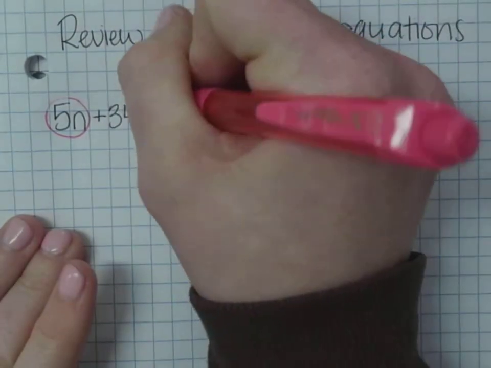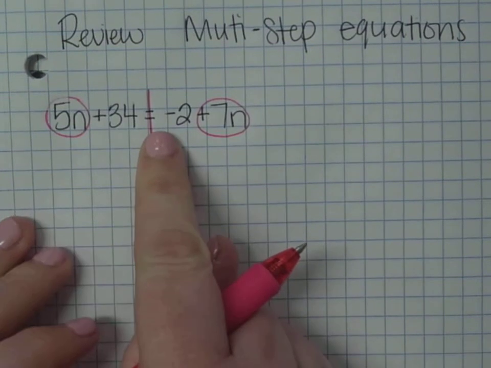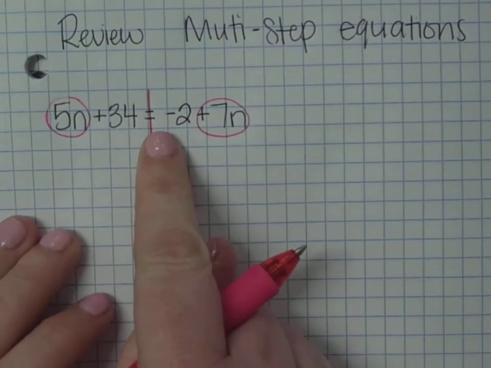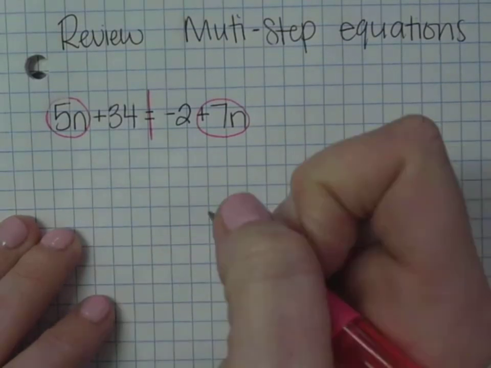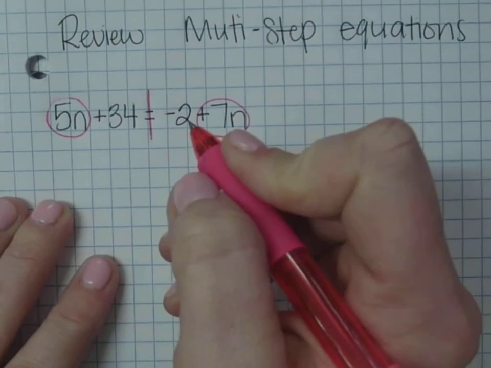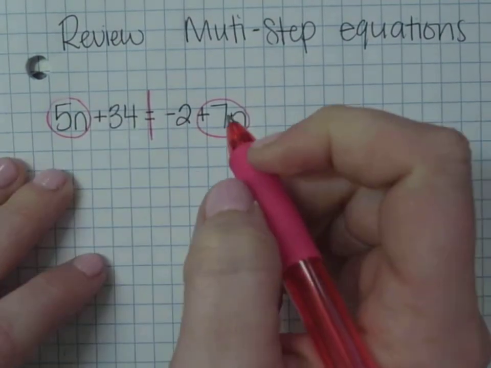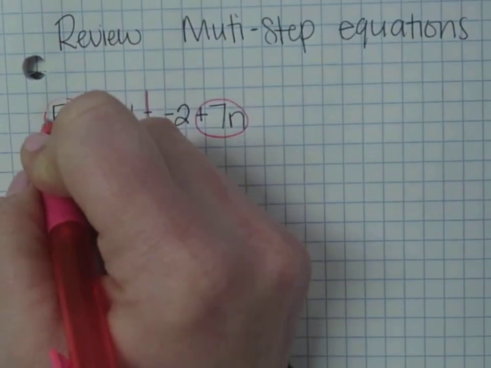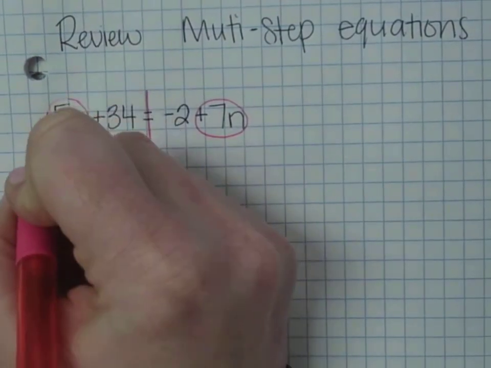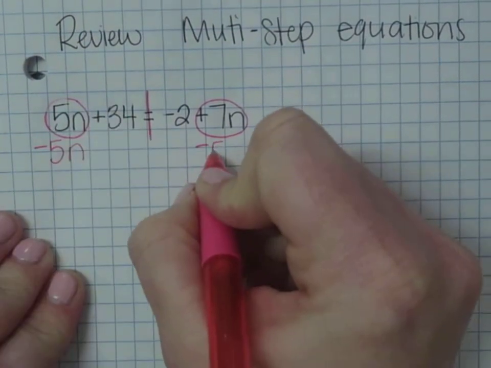Notice they're on opposite sides of the equation, so you need to do the opposite sign to one of them. You can move either one of them, but there's no reason to move both because we're trying to get the variable by itself. So remember, you have to do the opposite to one of them. The 5n is positive, so I'm going to subtract 5n.